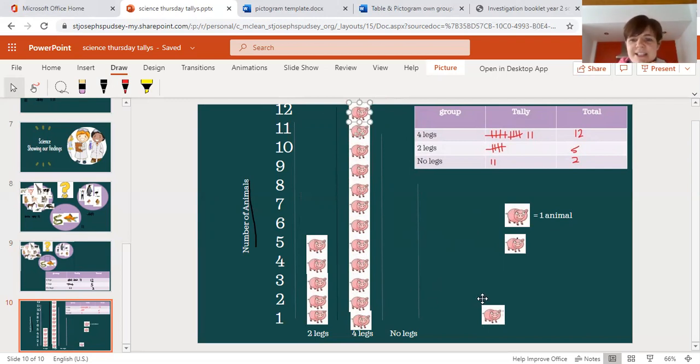And lastly, how many animals had no legs? You got it, it's 2. So we go 1 and 2. That's it.